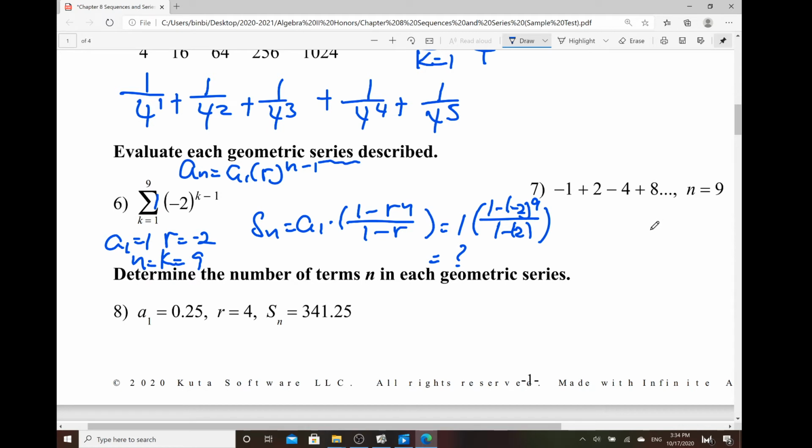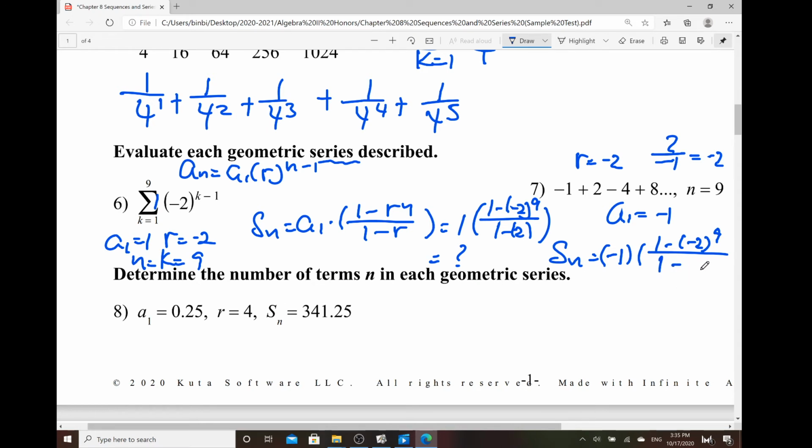And then for number 7, it's quite similar. So the common ratio here, it's negative 2. So the way that I figured it out, it's like 2 divided by negative 1, the second term divided by the first term. And then a sub 1, obviously that's negative 1. So using the same formula, it's negative 1 times 1 minus the common ratio, negative 2, to the power of n, which is 9 again, all over 1 minus the common ratio. Okay, so it's quite similar to this one here.